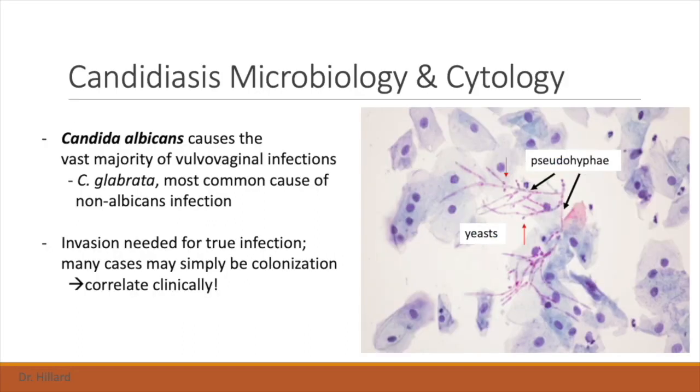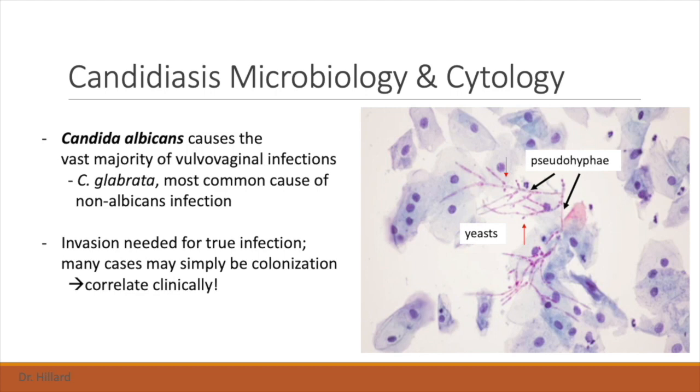Candida albicans causes the vast majority of vulvovaginal infections. There are some other Candida species that can cause infection, the most notable being Candida glabrata, a Candida species that has increased possibly due to selective pressure against Candida albicans by the widespread use of certain fungal drugs. Regardless of the species, the signs and symptoms of infection are very similar.